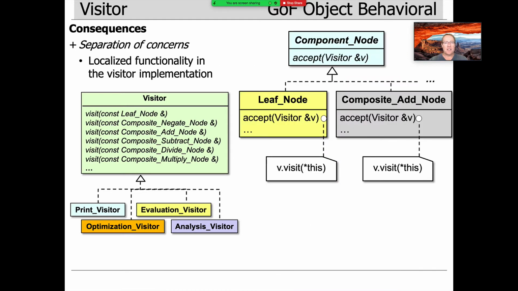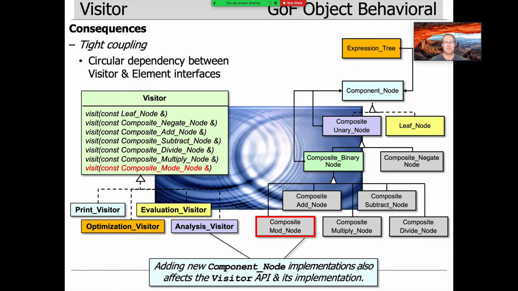We also get this nice separation of concerns. We localize the functionality in the visitor implementation. So, for example, if you visit a leaf node, then that's going to be localized to the leaf node's accept method. All that code is tucked right in there, and that's where you have to put the logic, and then that double dispatches back to the visit method on the visitor. Same thing with composite add node. When you visit this, it knows how to go visit the appropriate method. And that's using the static polymorphism or the method overloading features in C++ or Java.